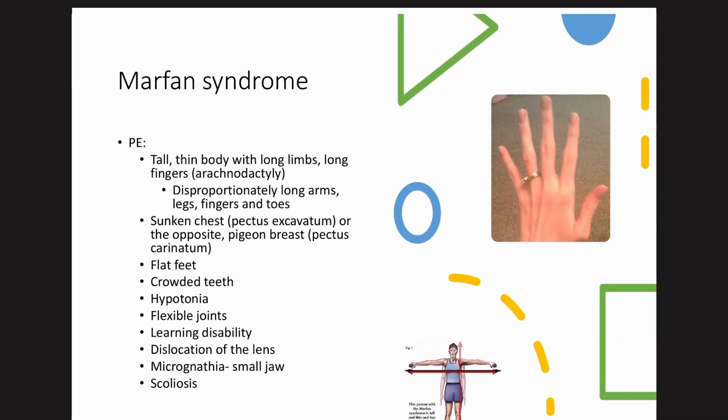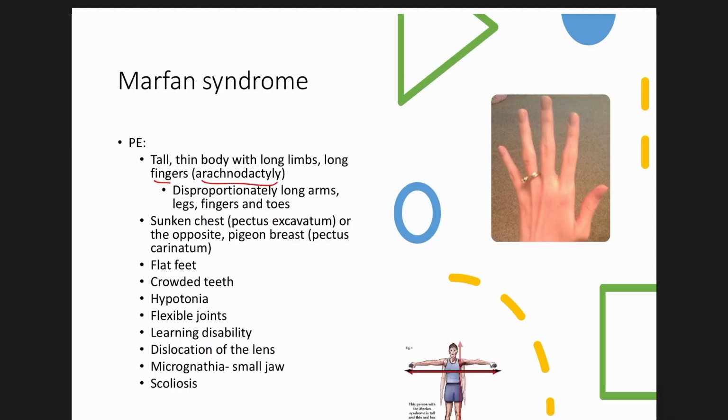So physical exam findings: tall, thin body, long limbs, long fingers, arachnodactyly. They have very long fingers. Disproportionately long arms, legs, fingers, and toes. You guys all know this trick: the wingspan of your arms should be the height of you. So if you put your arms out, go to the wall, it should be close to you. Marfan's patients, their wingspan is a lot longer compared to how tall they are. Like Michael Phelps, they think he has some sort of Marfan syndrome. He's got very, very long arms.